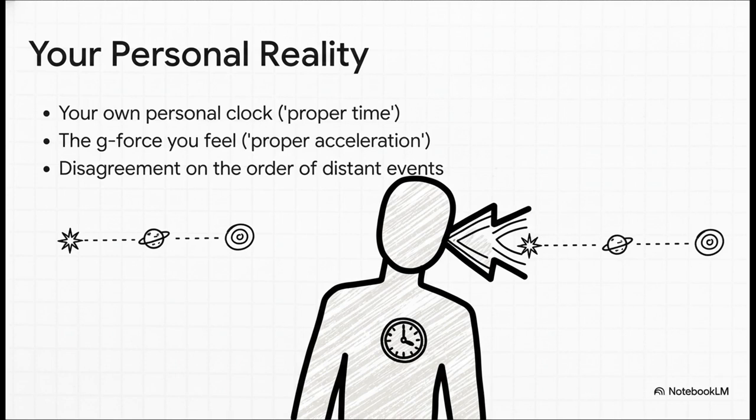So what does this break actually do for you? Well, it creates what physicists call your proper time. That's the time that's actually ticking on your personal clock. It creates proper acceleration, the g-force you physically feel when you speed up. And, this part is wild, it's the reason why 2 people moving at different speeds can genuinely disagree about which of 2 distant events happened first. Your subjective reality is literally a product of this broken symmetry.